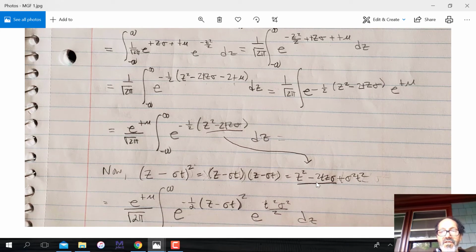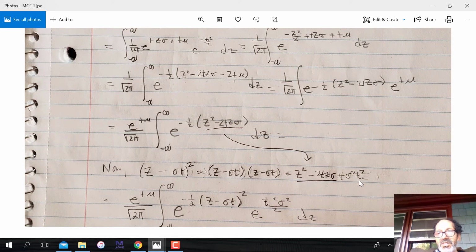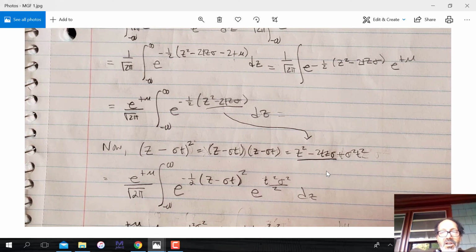So these first two terms here are the same terms that we have up here in the power of this exponential function. But then we have this nuisance term right here, right? Sigma squared t squared. So we're going to pull that out, but in pulling it out, we have to account for this minus 1/2. So by adding it here, as a positive rather than a negative, it'll cancel out the last term from this expansion.